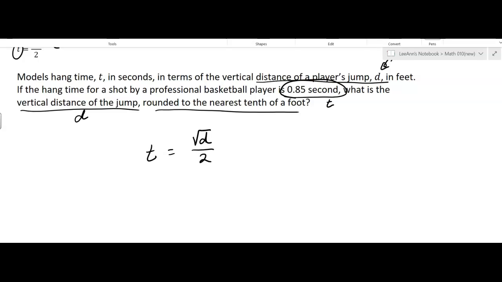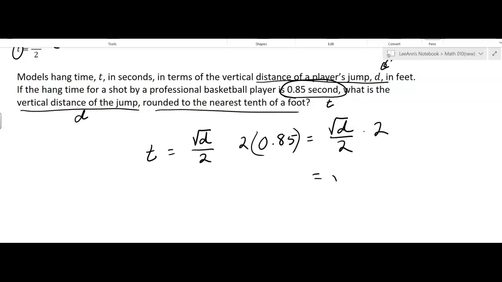But we know t, so we're going to say 0.85 equals the square root of d over 2. This is an equation, and we can solve it. It's a radical equation, but that's okay. So we're going to multiply both sides by 2.